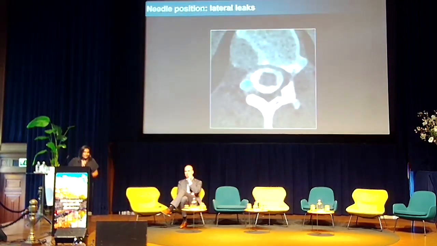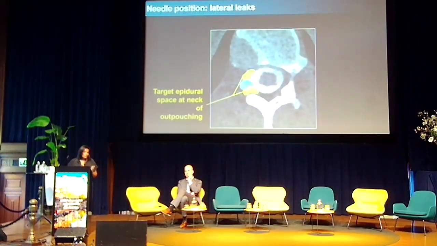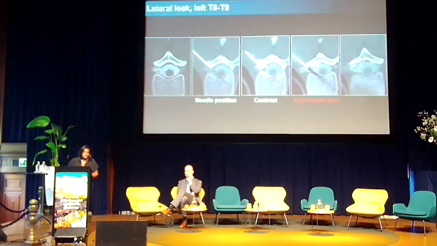For lateral leaks, like I said, we don't know which is better. We know from the data that this didn't make any difference. So you can target the epidural space at the neck and all the outpouching itself. So this is one of my earliest lateral leaks. And I just want to show this because this patient had a very small arachnoid outpouching.